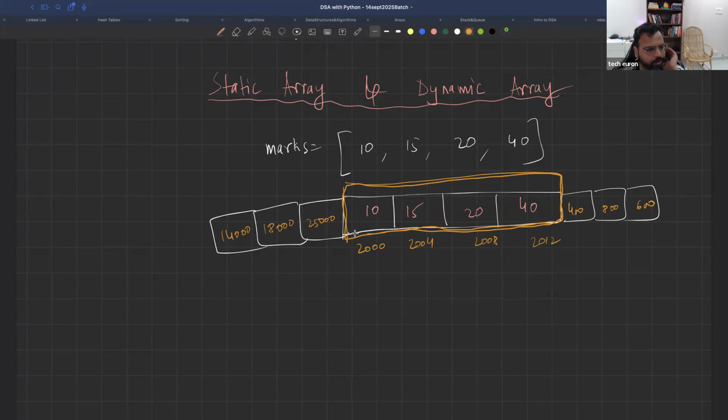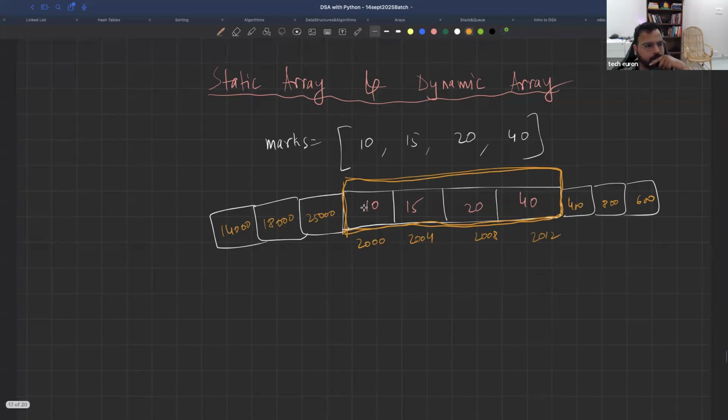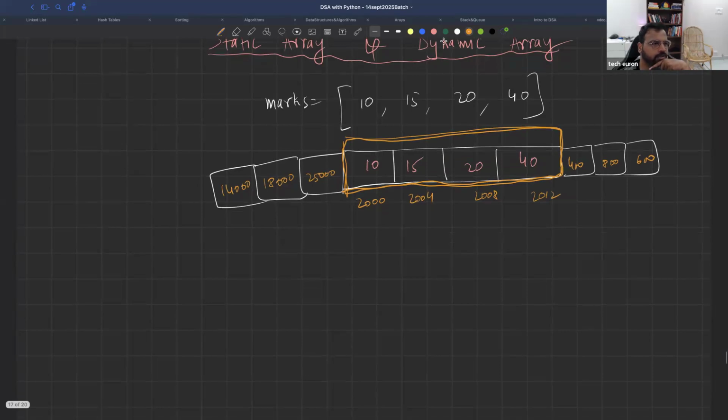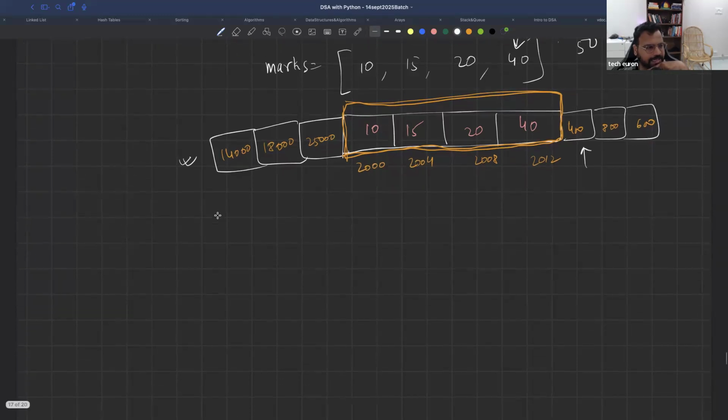All of you are following till here, guys? Now, what is the problem? If you say, boss, please append something, I want to append a new value 50. I want to put it here. Is it possible to do in this arrangement? You will say that yes, I can insert it here, but here there is already one element. There is no space. So this type of array is called a static array.